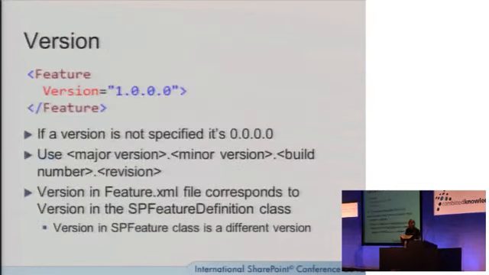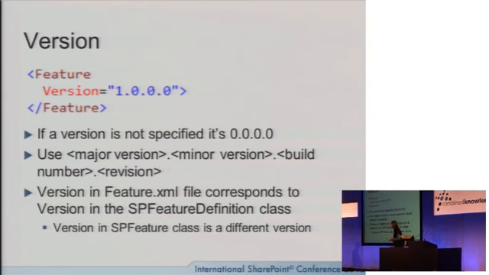So we will walk through all the tags that are available to us in the feature XML with regards to feature upgrade. The first one is the feature number, the version number. If no version is specified, which is normally the case if you just create a feature in Visual Studio and don't add a version to it, it will be 0.